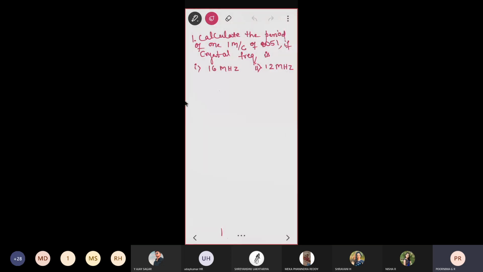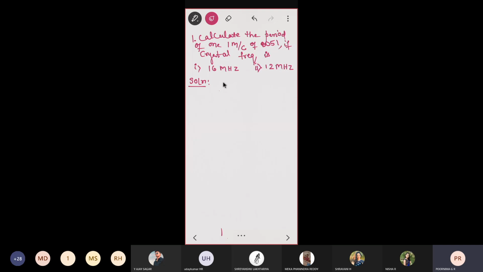Now, with respect to the next problem, I'll be solving two problems. One is to calculate the period of one machine cycle of 8051 if the crystal frequency used by the 8051 is, in the first case, 16 megahertz and in the second case, 12 megahertz. So how do you solve this problem? Can anyone start guiding me to derive the solution?